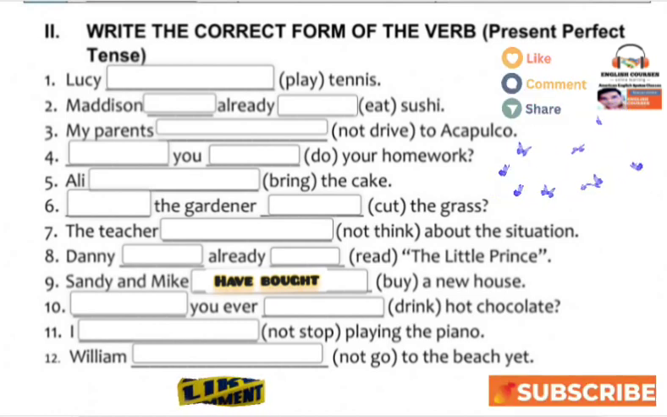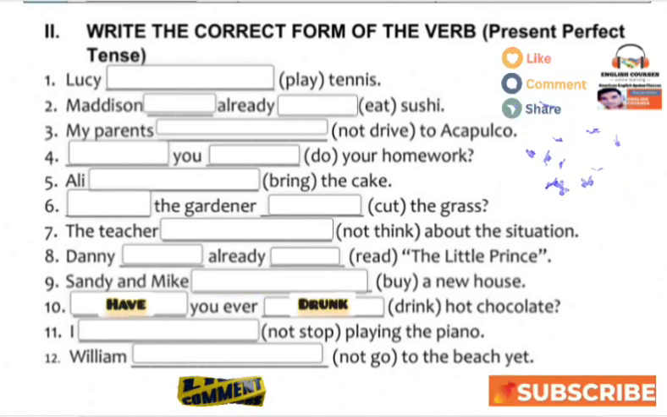Question number 10, please look. If the subject of the sentence is I, we, you and they, have will be there. Have plus the third form of the verb will be there if the sentence is in present perfect tense.